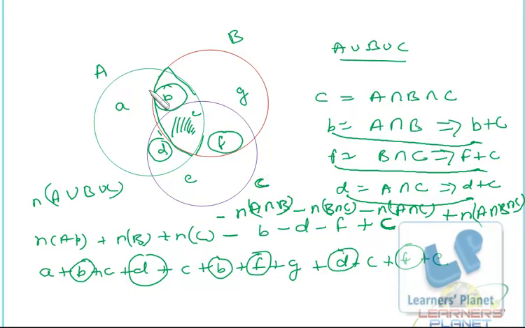A intersection B is this complete portion, right? That's why I'm writing down B plus C. Okay, basically B is only A intersection B but not C. Okay, so do not get confused.